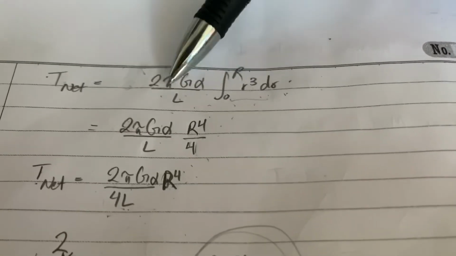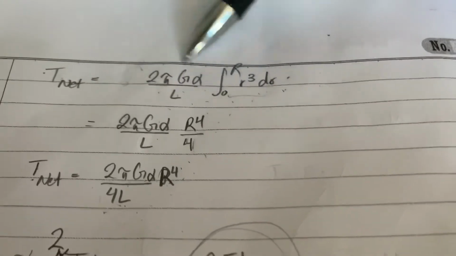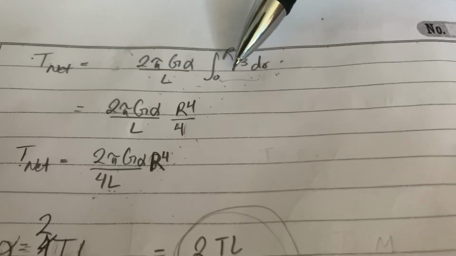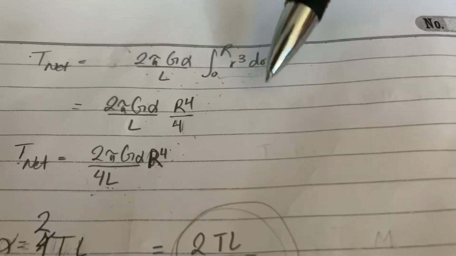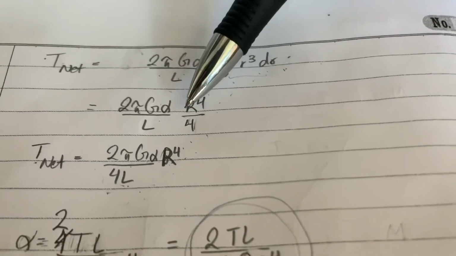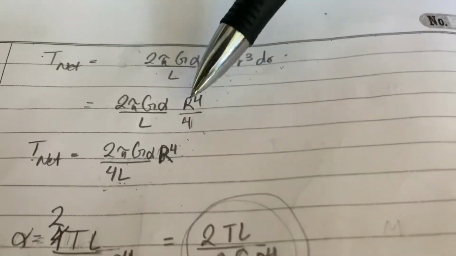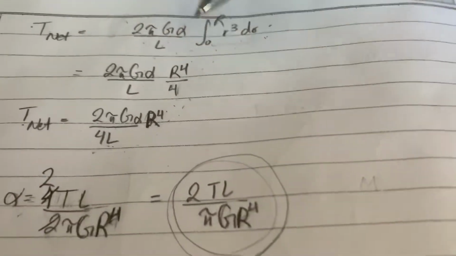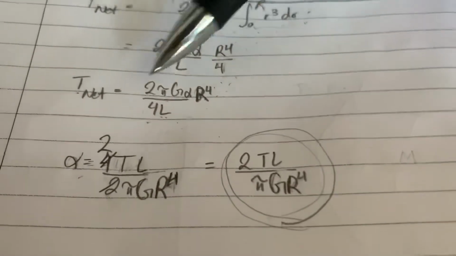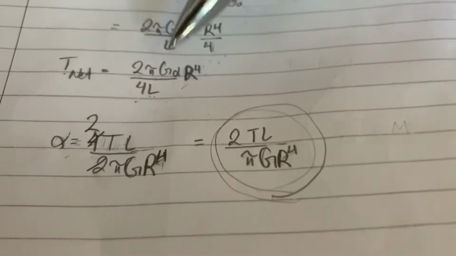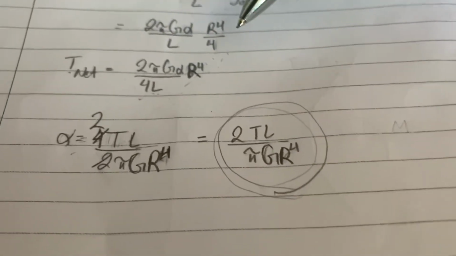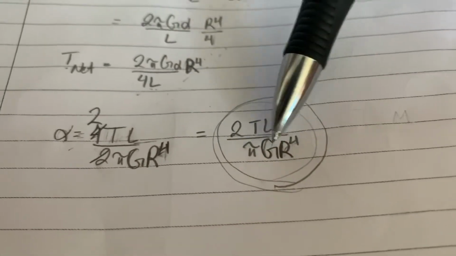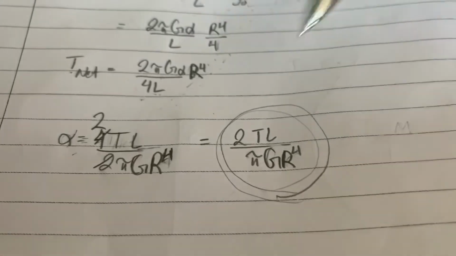2 pi G alpha over L can be taken out of the integral because they are constants, and what's left will be r cubed dr to integrate. After integration, we're left with capital R to the power of 4 over 4 times 2 pi G alpha over L. And solving for alpha, which is the result that we want in this video, we get 2TL over pi G R to the power of 4, which is the final result.